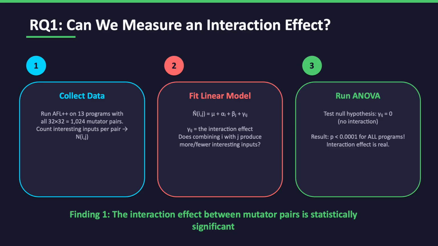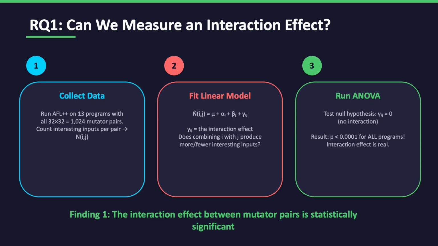Second, they fit a linear model, and the model is n-hat of ij equals mu plus alpha i plus beta j plus gamma ij, where mu is a constant baseline. Alpha i captures the effect of mutator I being first, regardless of what comes second.